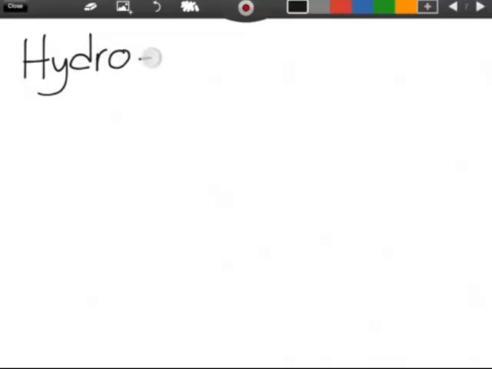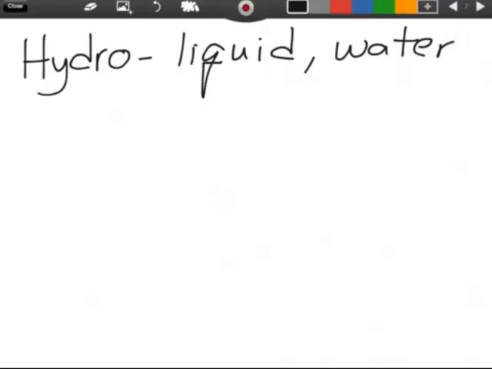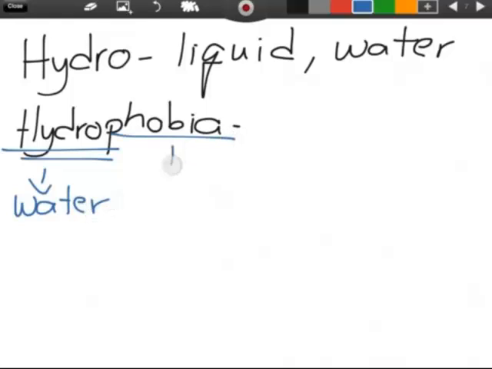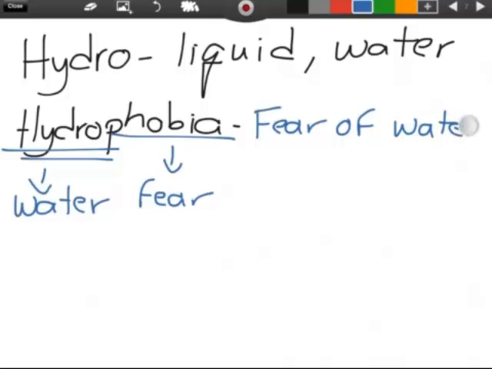Hydro, meaning liquid and water. I'm going to go ahead and give you an example now. Hydrophobia. And let us have a closer look at this root. Hydro means, as we all know, water. Phobia means fear. And when we combine these two, it means fear of water. I'm going to go ahead and use this in a sentence.